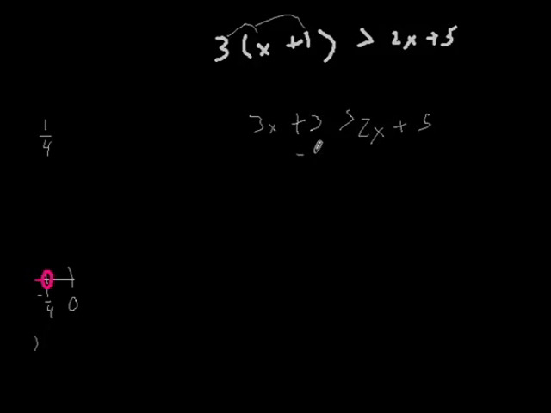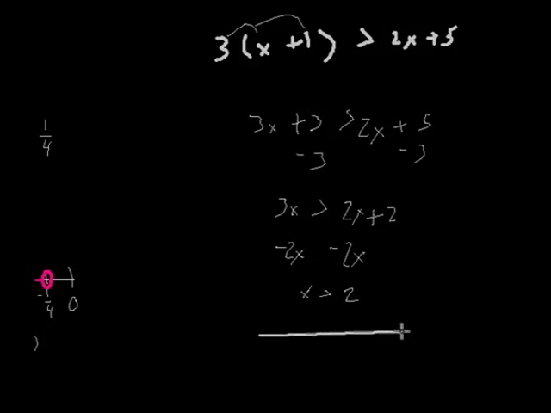First thing I'll do is subtract 3 on both sides. And now I have 3x is greater than 2x plus 2. And again, I'll subtract 2x this time from both sides. And I'm left with x is greater than 2. So let's graph this. We'll start with 2. Use open parenthesis or open circle. And the graph will continue on to the right.